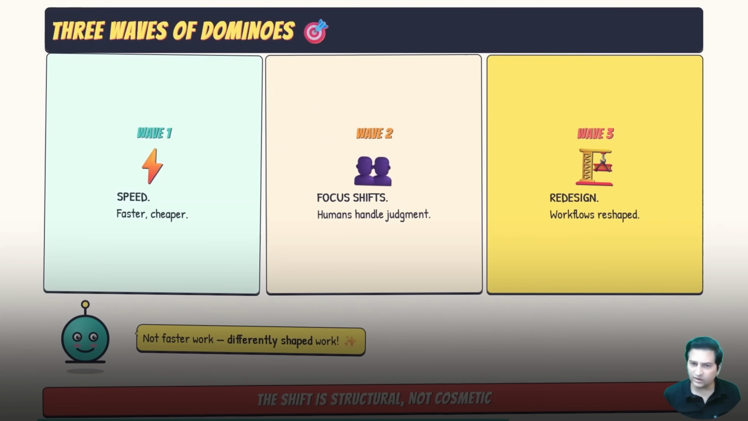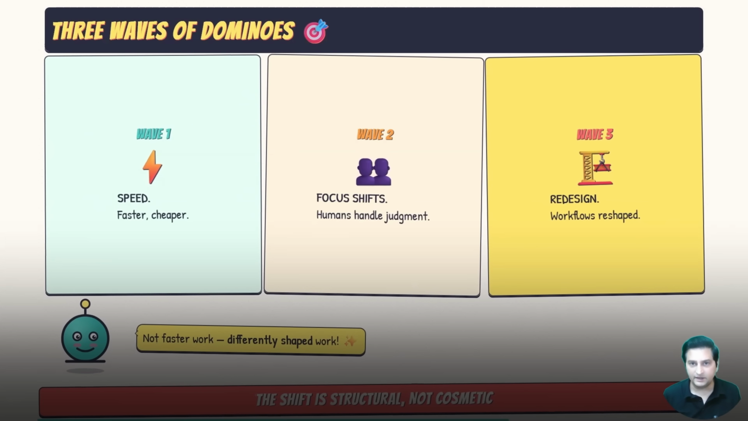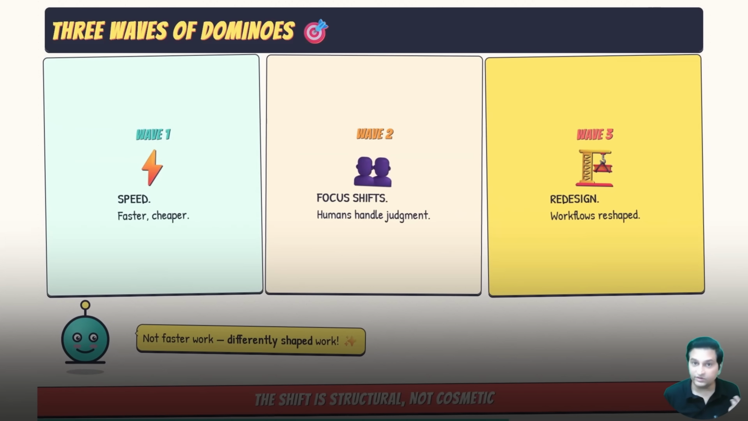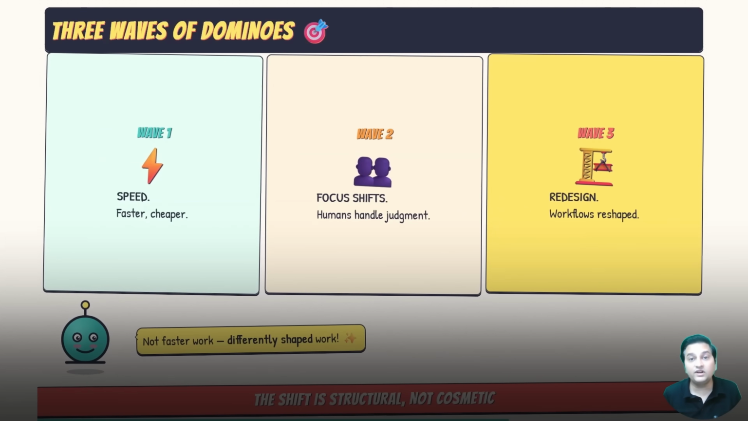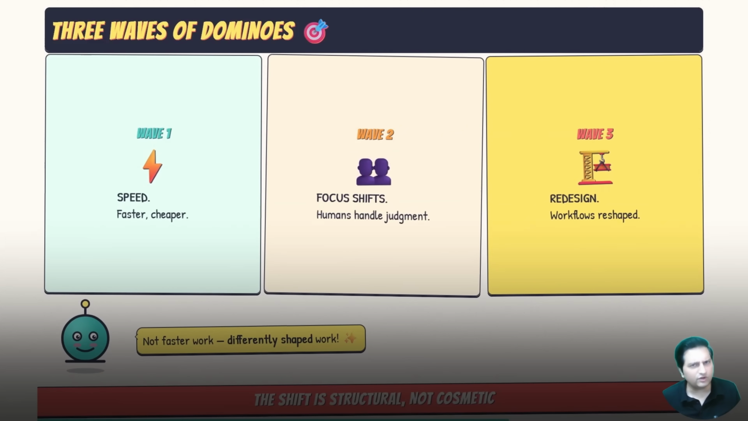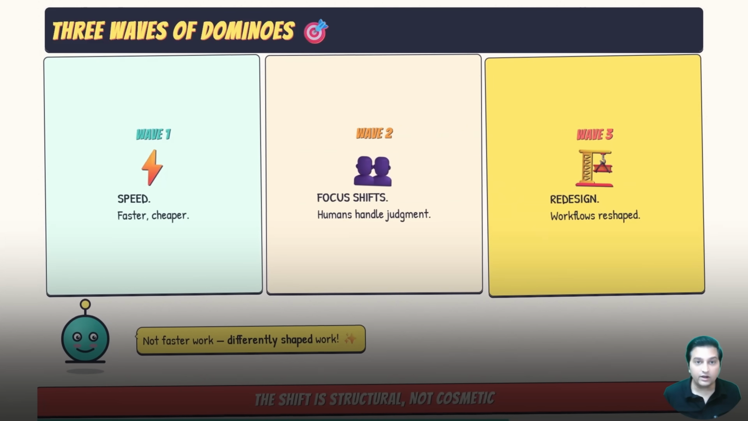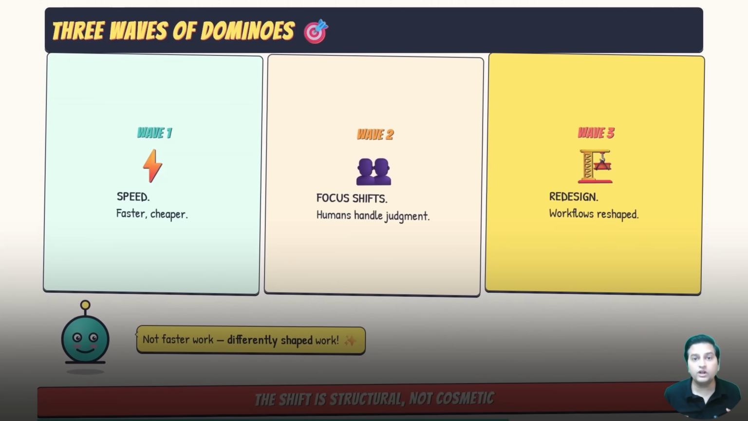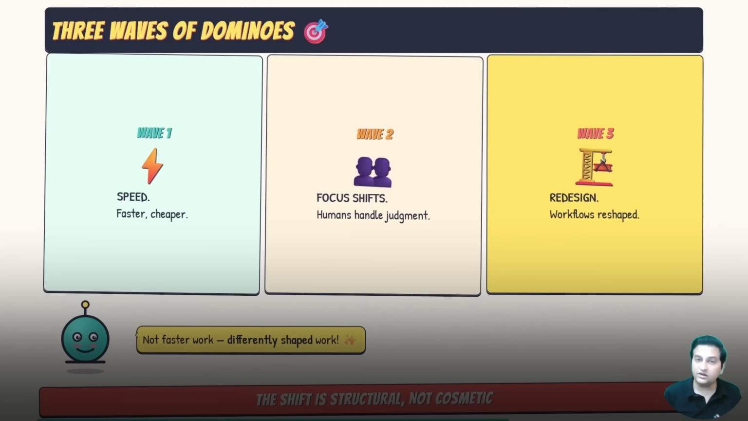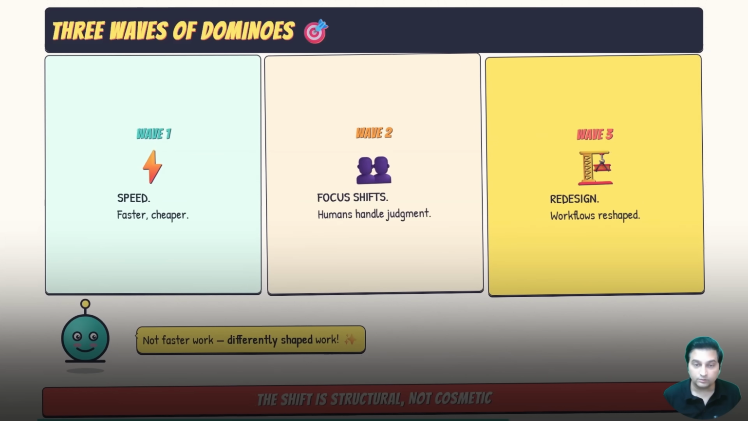So what happens when this lands? 3 waves of dominoes. First wave, speed. Tasks finish faster, coordination gets cheaper. Second wave, people stop babysitting routine steps and start focusing on judgment, exceptions, and trust. Third wave, the big one. Companies redesign how teams, tools, and workflows are shaped around humans and agents working together. The real shift isn't faster work, it's differently shaped work.